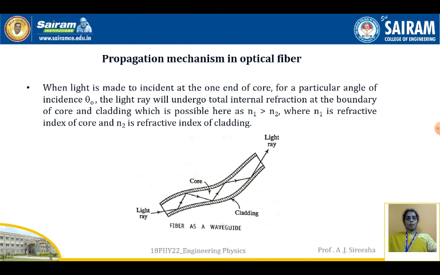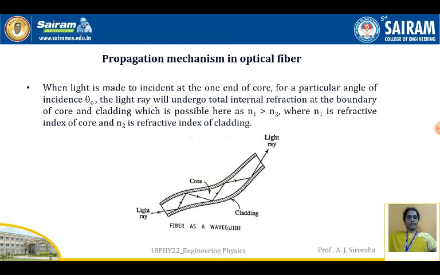Next, what is the propagation mechanism in an optical fiber? When light is made to be incident at one end of the core at a particular angle of incidence theta naught, the light ray will undergo total internal reflection at the boundary of the core and the cladding, which is possible here when N1 is greater than N2, where N1 is the refractive index of the core and N2 is the refractive index of the cladding. This is the propagation mechanism in an optical fiber.